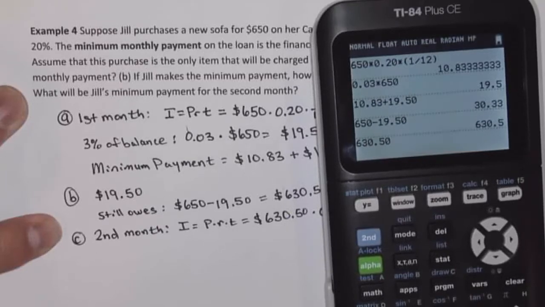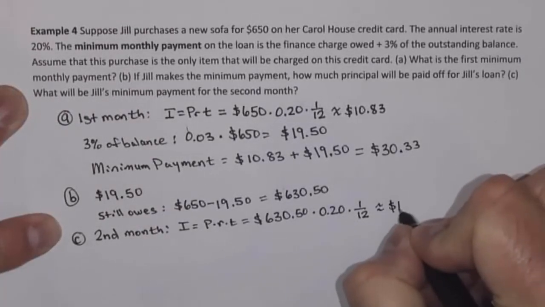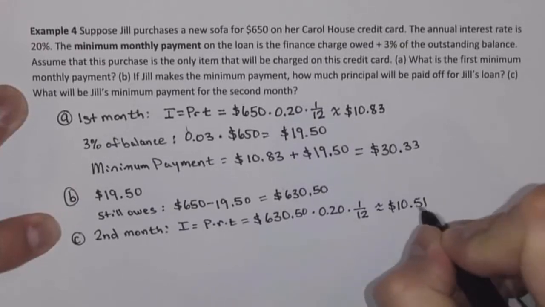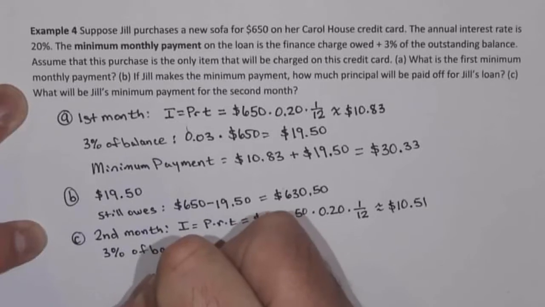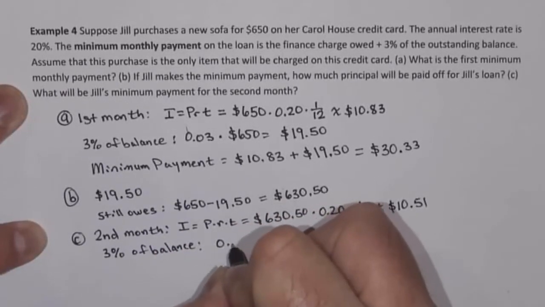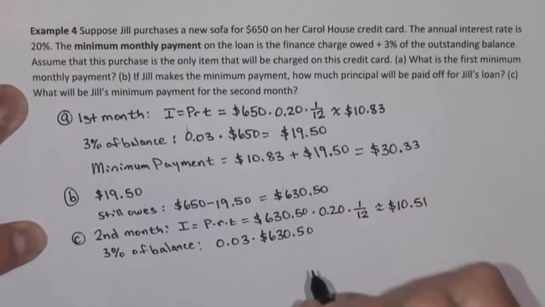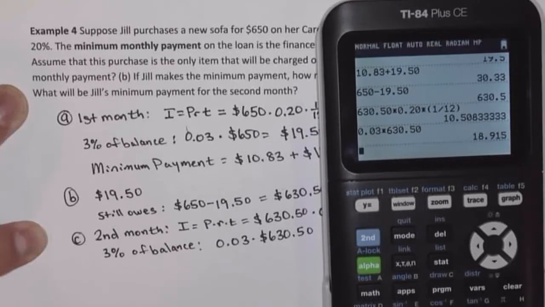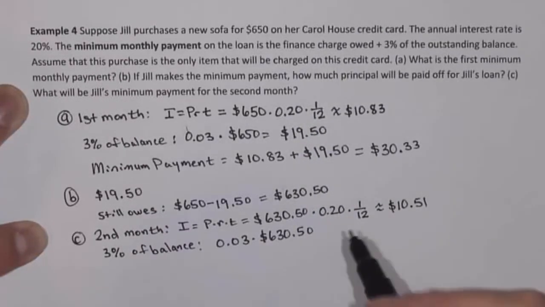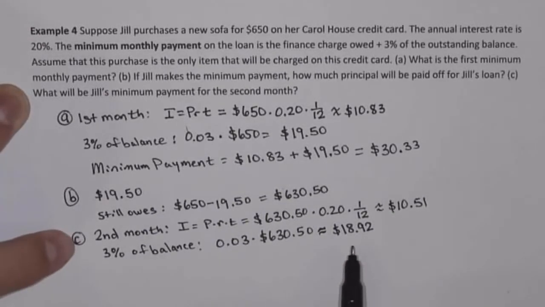So if I take $630.50 times 0.20 times 1/12, that is about $10.51. So this month, Jill will owe $10.51 in interest or finance charge. Now, she also has to pay 3% of the balance. So 3% of the balance is going to be 0.03 times the balance coming into this month was $630.50. So if I take 0.03 times $630.50, that is about $18.92 when we round. So $18.92 approximately is what that would be.